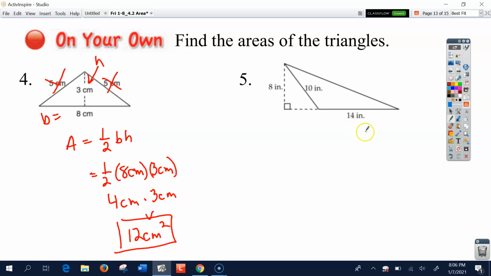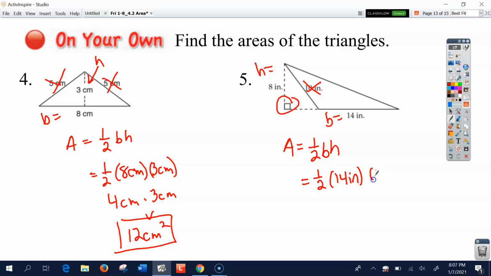All right, and the next one. I see, right, I'm looking for this perpendicular symbol. I see the 2 measurements that are perpendicular to each other. Oh, that 10 is a slant height, right? It's the side of the triangle. I can't use that. 14 is my base, 8 inches is my height. I'm going to use the area equals 1/2 base times height. So it's 1/2 14 inches times 8 inches. And I can do the 1/2 times 14 and I get 7 inches times 8 inches. And I get 56 inches squared.